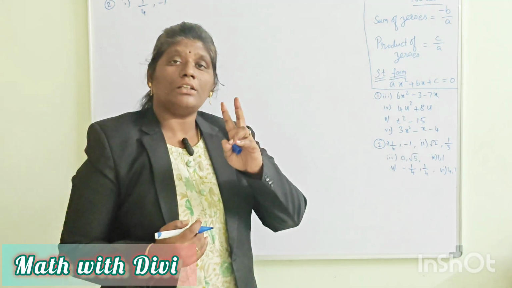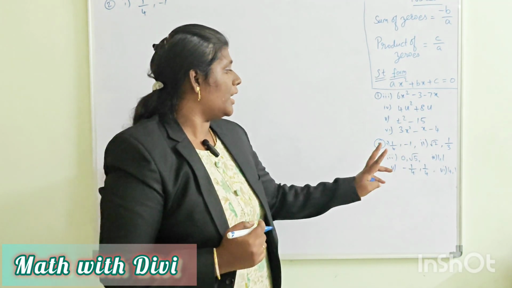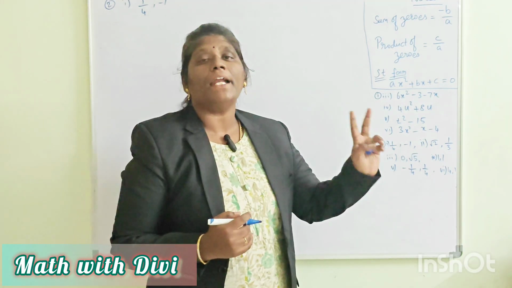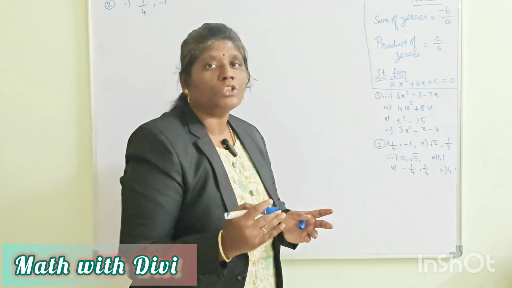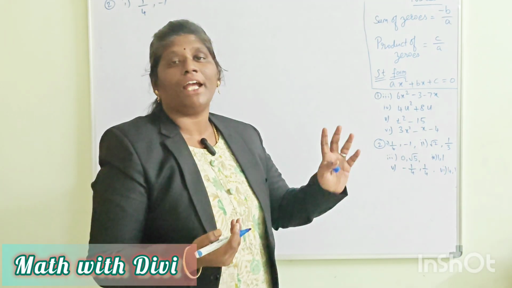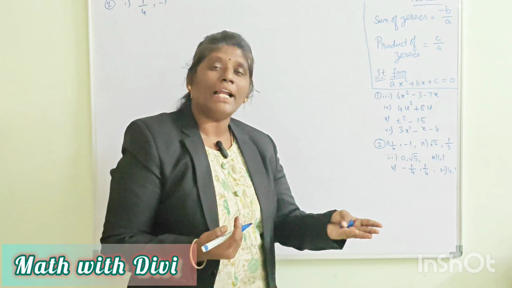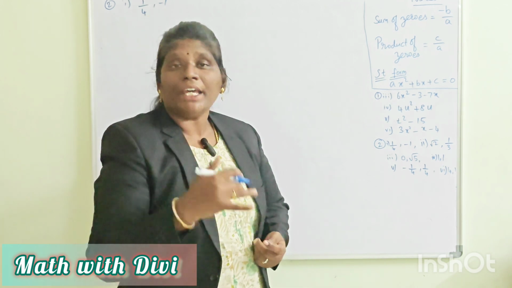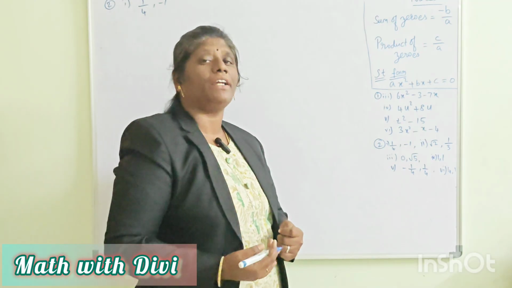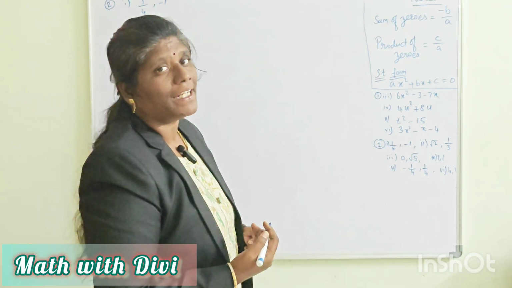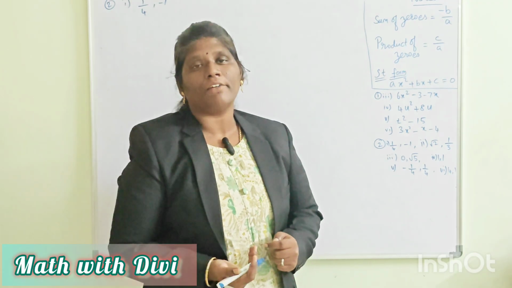See, there may be two twists. When you look at the question, if the sum and product are given, we can do it directly. Suppose the roots are given, that is, the values of x, right? Then we have to find the sum of zeros and product of zeros, then we have to solve it. Understand? In our NCERT book, they have given the sum and product directly.